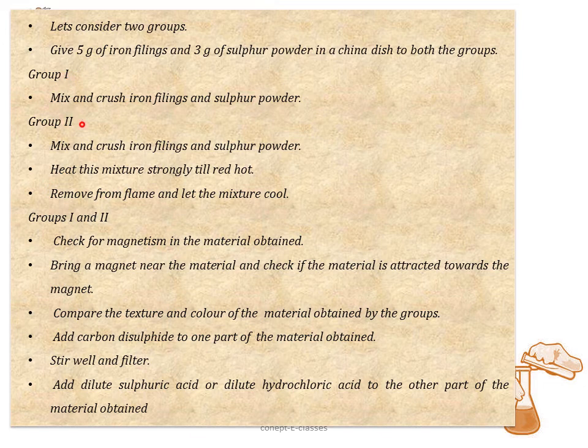For group 1, mix and crush this iron filings and sulfur powder. For group 2, mix and crush this iron filings and sulfur powder. Heat this mixture strongly till it's red hot. Remove from the flame and let the mixture cool.